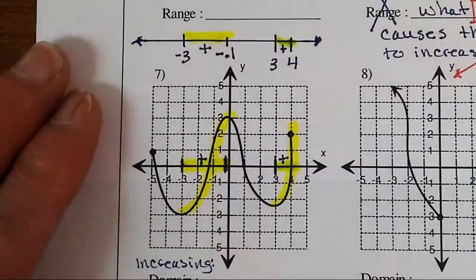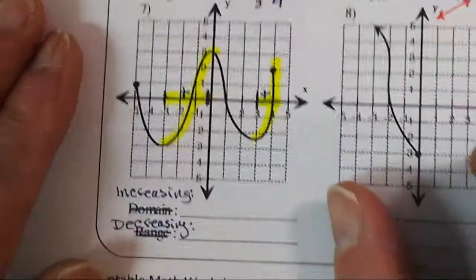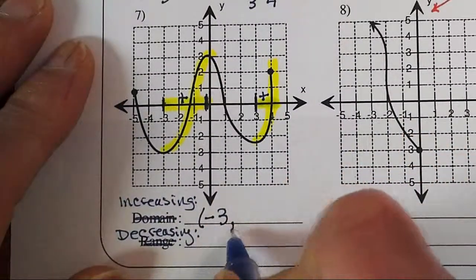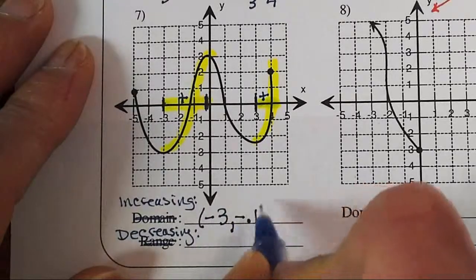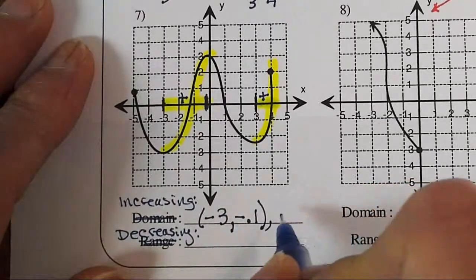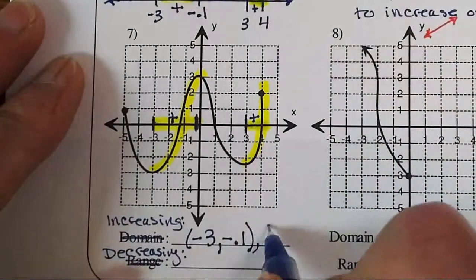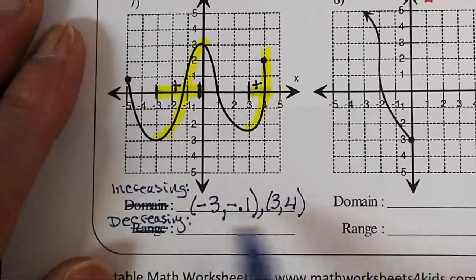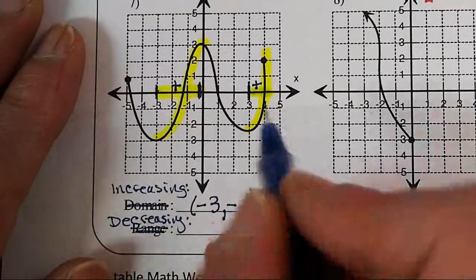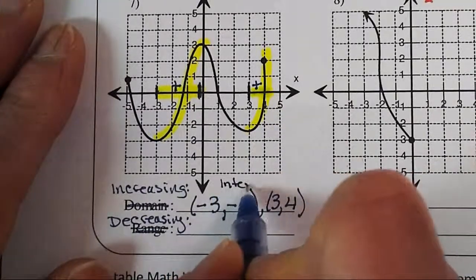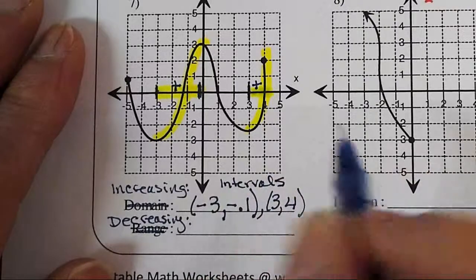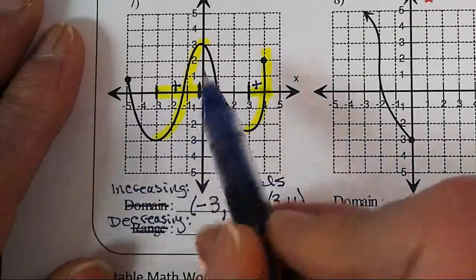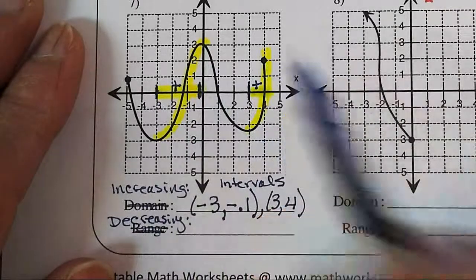So if I were just going to do my increase, I start at -3. I go to -0.1. And then I begin again at 3 and go to 4. So those are the intervals of increase. Okay? So this is an interval. Those are intervals. This is one interval, and this is another interval that causes the function to increase.